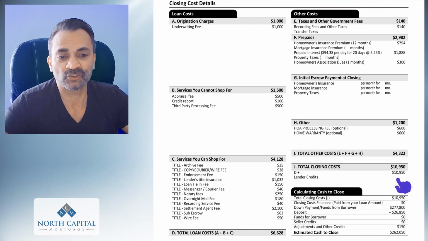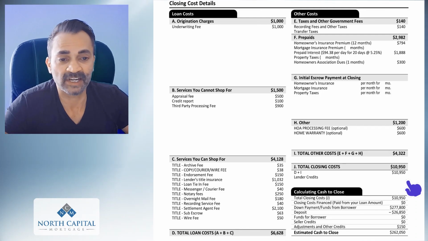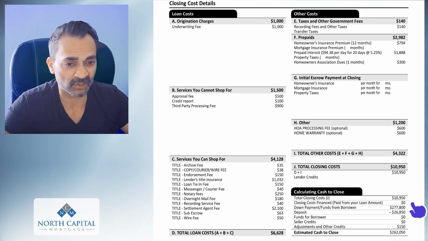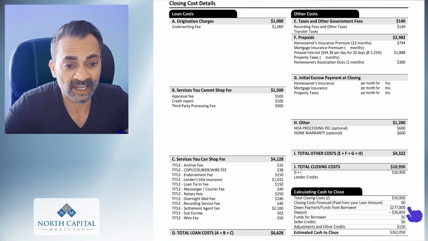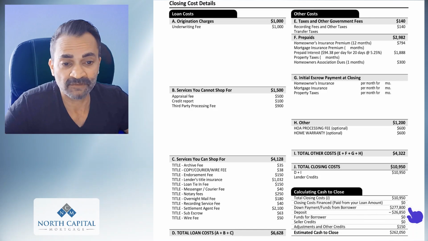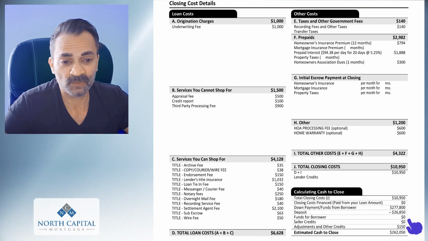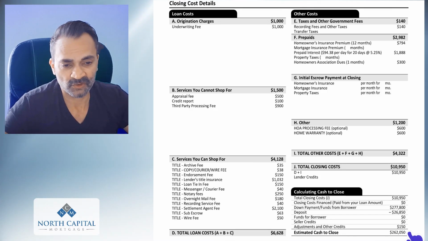If you had a lender credit, if the lender was giving you some sort of credit, that would be noted here. But calculating your cash to close, you've got your total closing costs, plus the down payment funds, minus the deposit you paid, any adjustments or credits. So you're looking at about $262,000 of total cash to close.